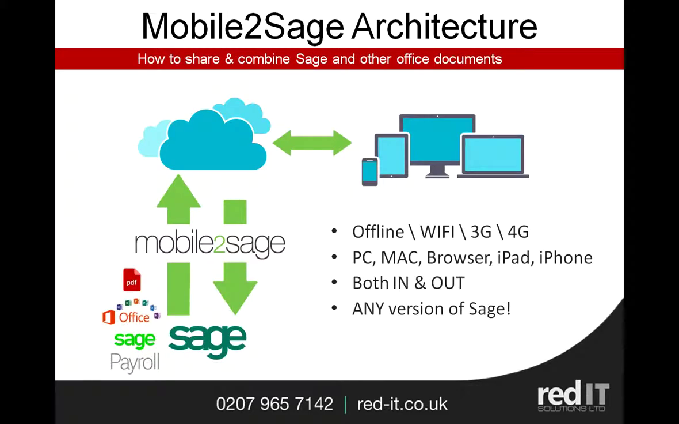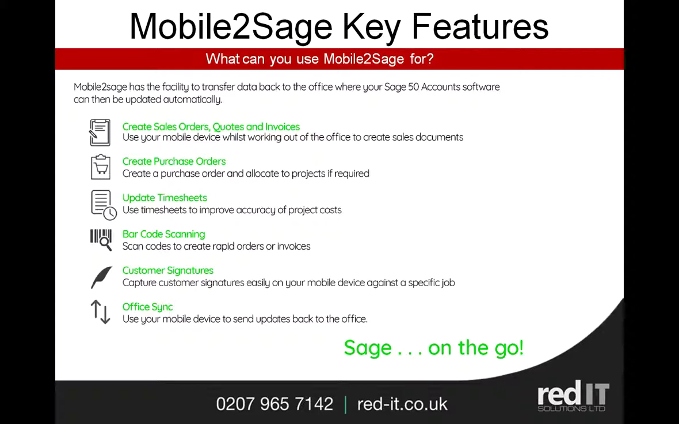Mobile2Sage is a platform which allows you to extend the functionality of Sage both inside the office and outside. So remote users, iPhone, iPad users, Mac and PC users can use the system both online and offline, and it also works on any version of Sage. It has lots of key features, so you can do things like creating sales orders, purchase orders, invoices, and so on. iPhones and iPads are great for capturing timesheets and expenses. They have cameras, so they're great for barcode scanning. And of course, being touch sensitive, you can use them for customer signatures like proof of delivery and so on. They work both in and out, syncing data with the office. So in effect, Mobile2Sage is Sage on the go.